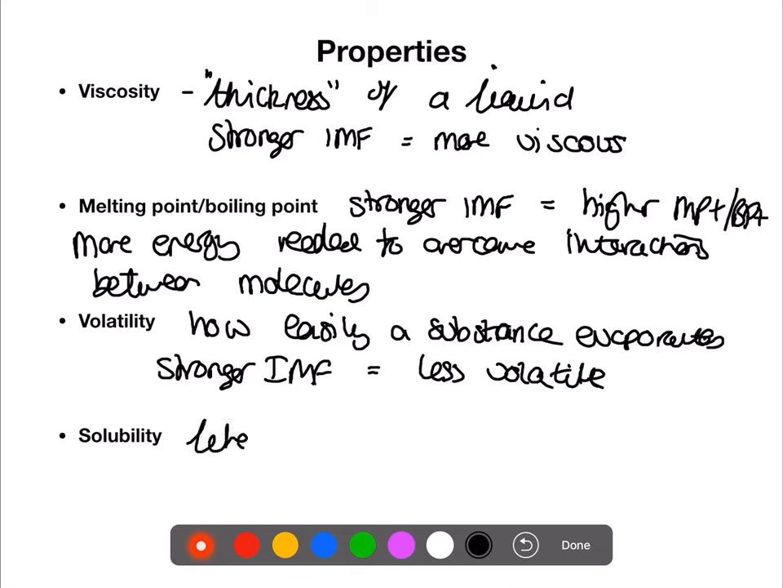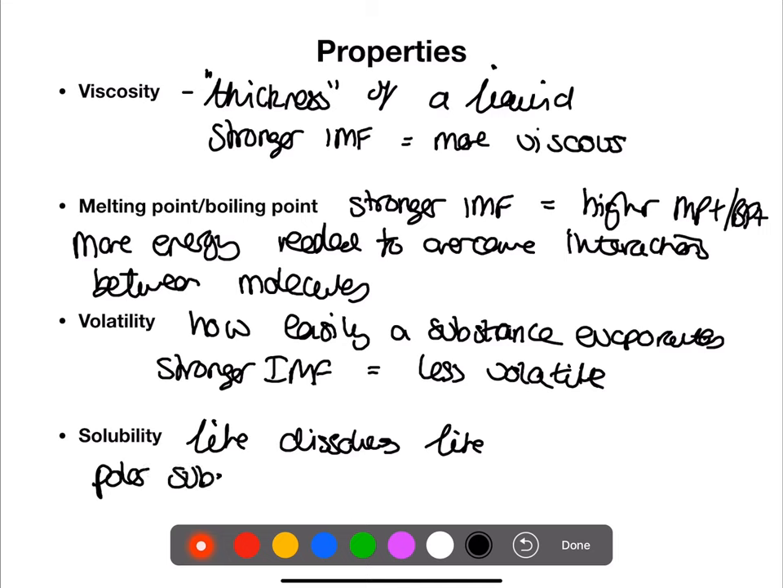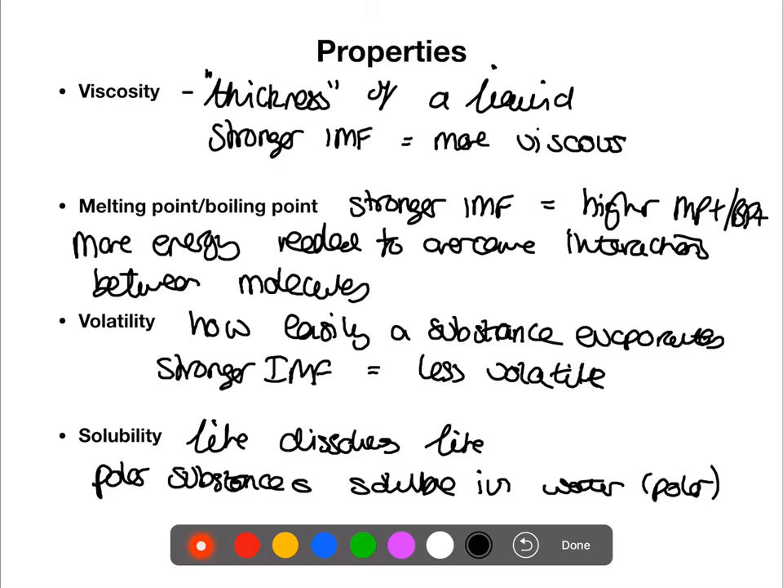For solubility, we follow the "like dissolves like" rule. This means that polar substances are soluble in water, as it is also polar, and therefore they can set up permanent dipole or hydrogen bonding between their molecules.